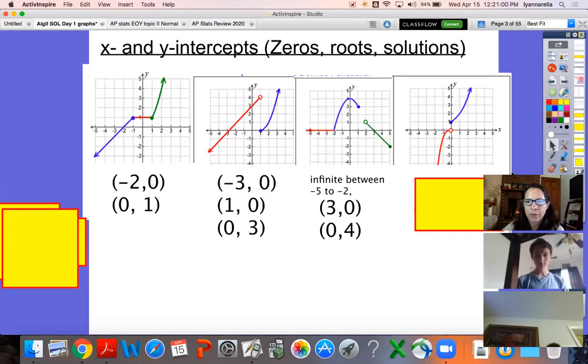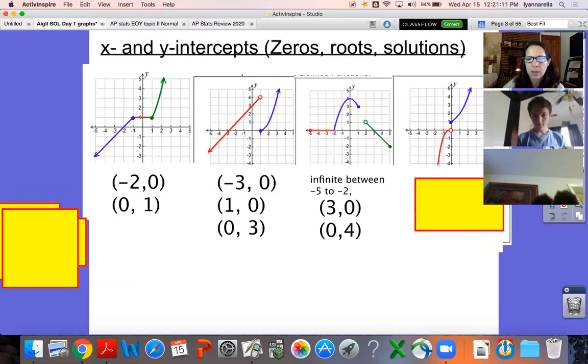Now on this graph, this one's a little tricky. This one has an open bubble here and a closed bubble here. So if I asked you what is the x-intercept, what would you guess? I can hear you, so if you want to say something, or type it if you're shy. What would you guess would be the x-intercept?